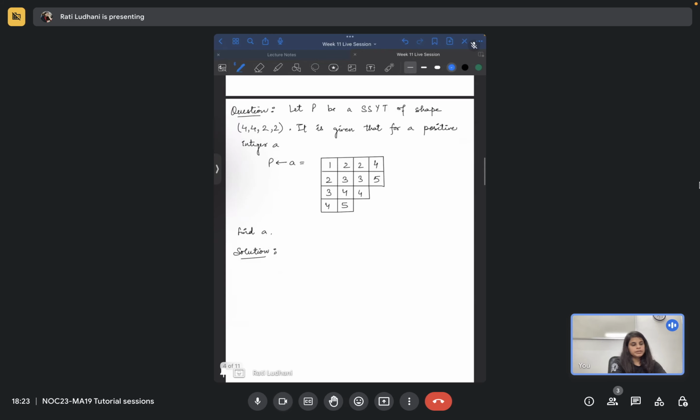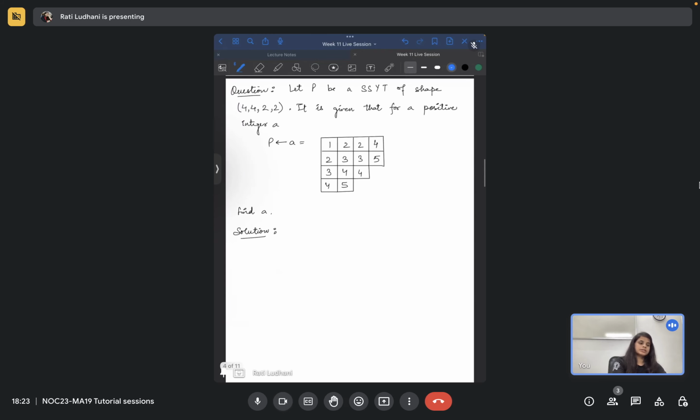So let P be a semi standard Young tableau of shape 4422. It is given that for a positive integer A, P inserted by A is of this kind. Then find A. Okay, let's do that.